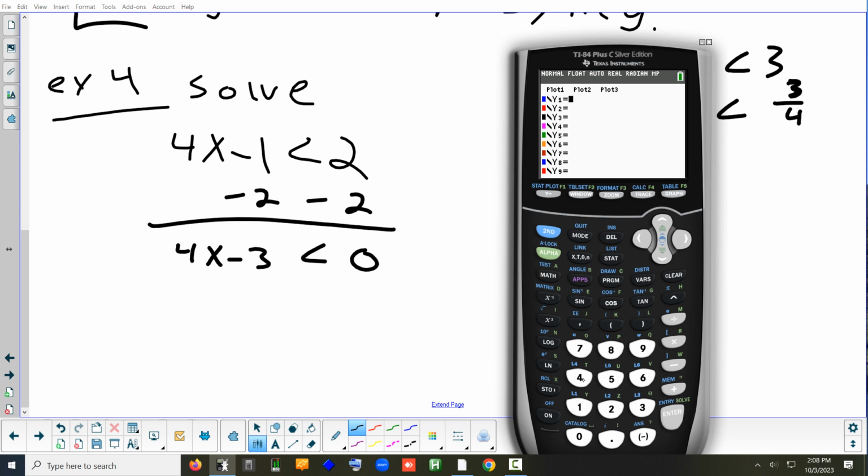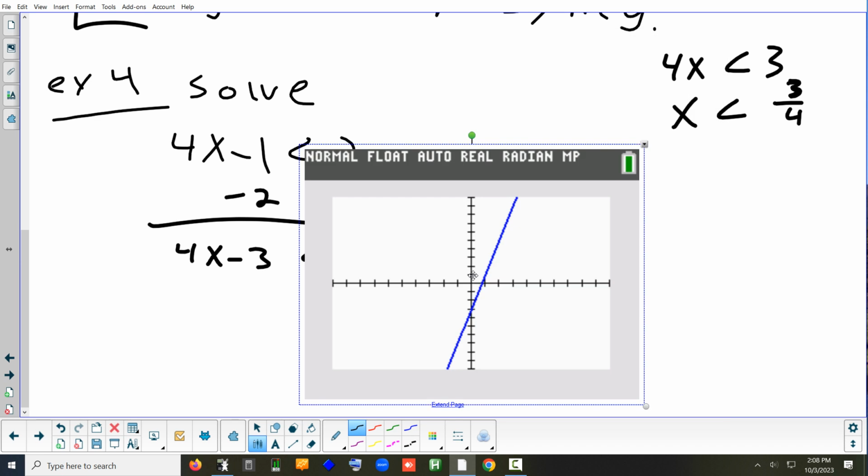Okay, so put that in. I didn't have anything in already, but if you did, you could just clear it, put in 4x minus 3. I think the standard window is going to be good. You just do zoom 6. And let's see what we're looking at.